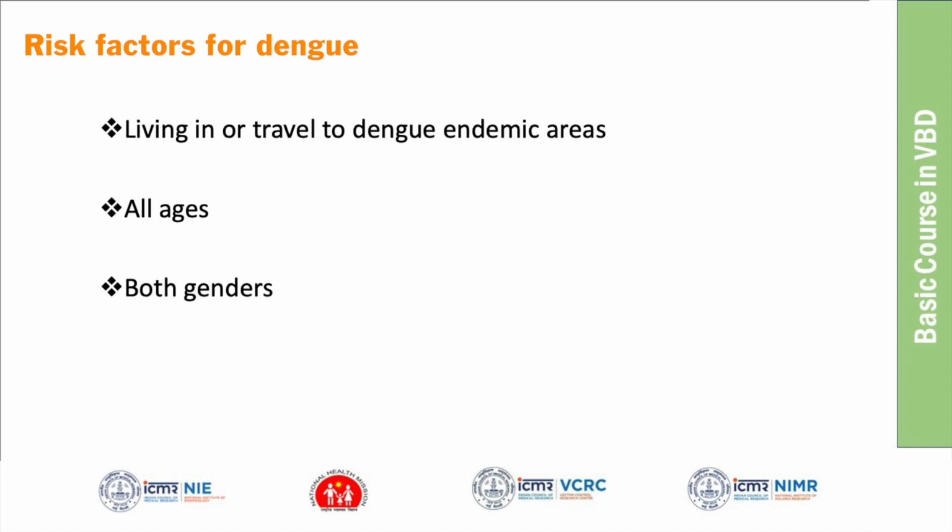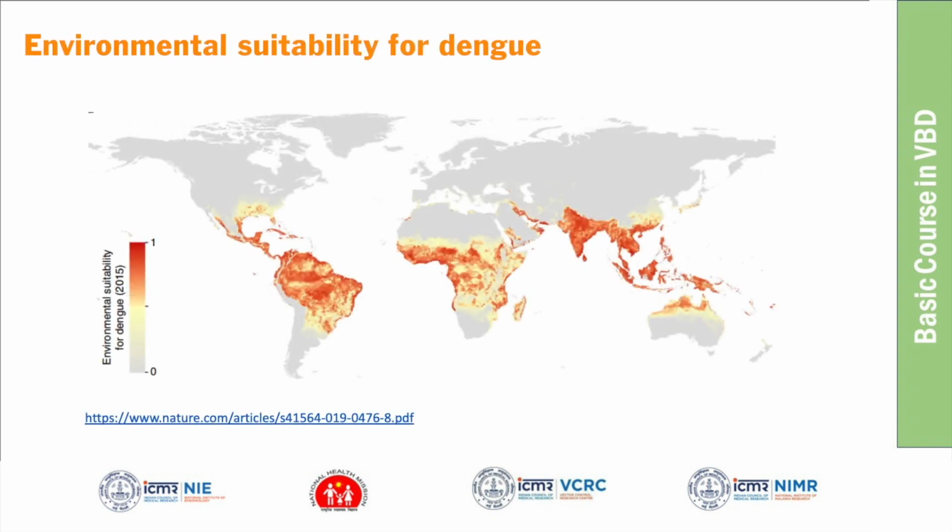Having said that, all ages are at risk of infection, but dengue is usually considered a pediatric disease. It mainly affects children, so you may see a higher incidence of dengue in children.